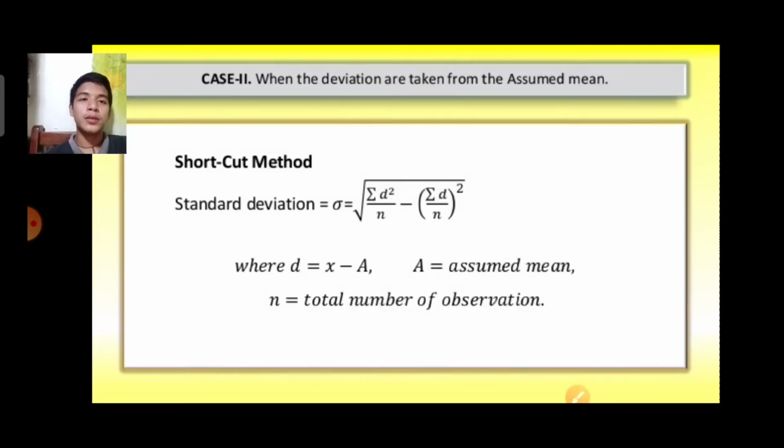Case number 2: when the deviations are taken from the assumed mean, the shortcut method, standard deviation is equal to the square root of the sum of d squared over n minus the quantity sum of d over n, raised to 2, where d is equal to x minus a, a is the assumed mean, and n is the total number of observations.